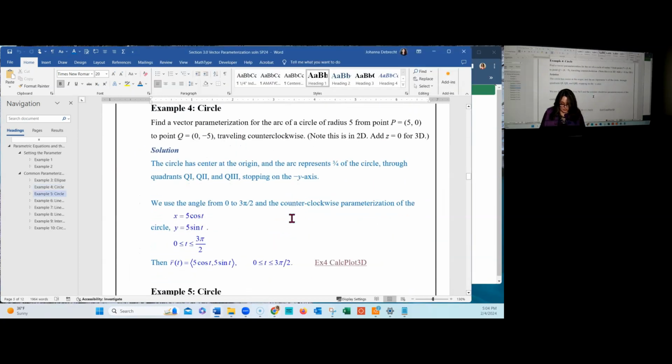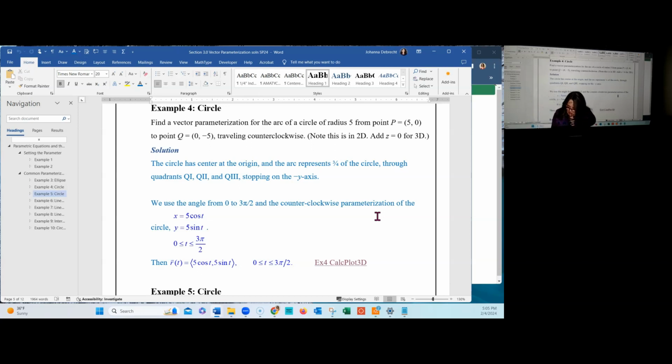Let's now look at the next parameterization, which is another circular shape. This one is a circle, so a special ellipse where both a and b are equal to the radius r. We want to find a vector parameterization for the arc of a circle. The radius is going to be 5, so a is 5, b is 5, a squared and b squared are both 25. From point 5, 0, so this would seem to say that this is in 2D, since it didn't say 5, 0, 0, to point Q, 0, negative 5. Okay, so from 5, 0 to 0, negative 5.